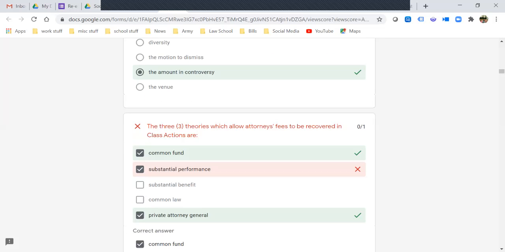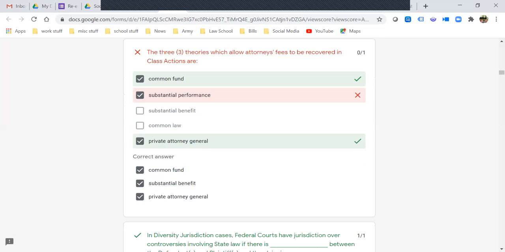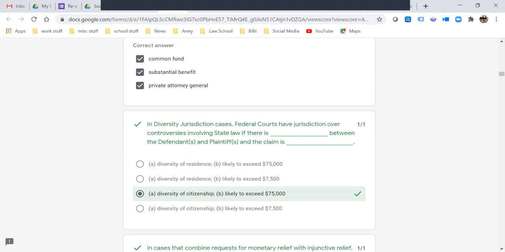All right. So this one is the 3 theories on which attorney fees can be recovered in class actions. So the 3 theories that attorneys can recover under: one is common fund, substantial benefit, and private attorney general. I wouldn't really worry too much about that question.